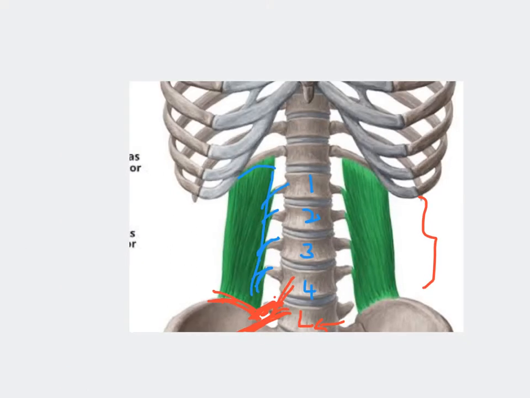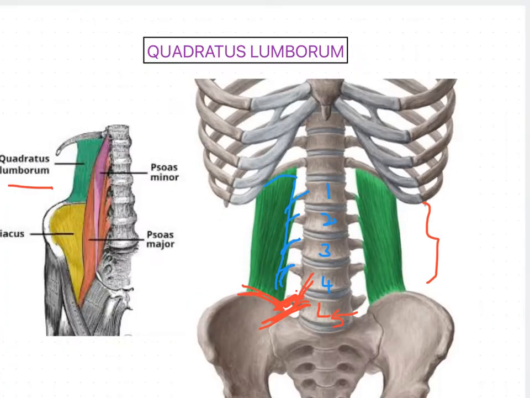And we can see another insertion, that is the medial half of the lower border of the anterior surface of the 12th rib. So the medial half of the lower border of the anterior surface of the 12th rib is the insertion of this quadratus lumborum.